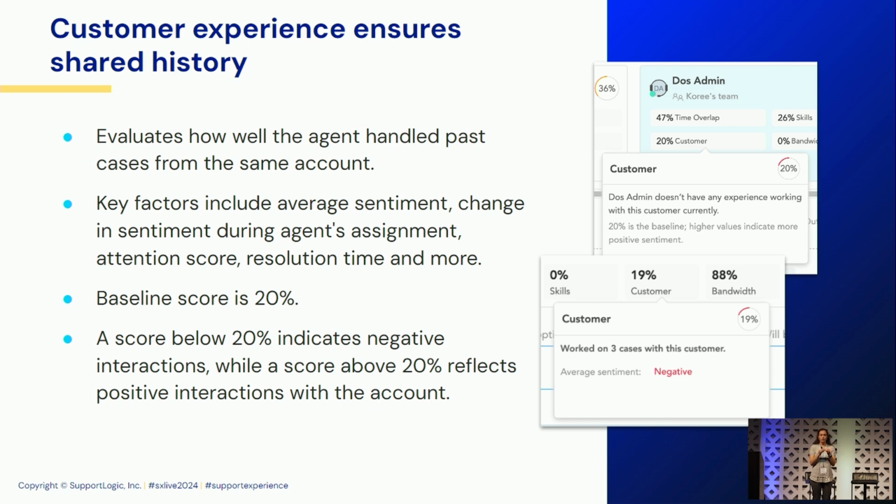And eventually we bring it into the percentage of the match on the customer experience. The baseline is 20%, just because we want to also have the negative impact. If the sentiment is negative in the cases that the agent already worked on, the percent will go below 20. But if the customer experience is positive, because the agent worked on several cases and those cases had a good sentiment or high score, the percentage will go higher.